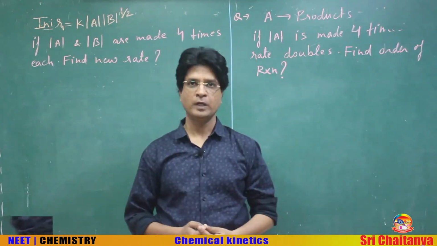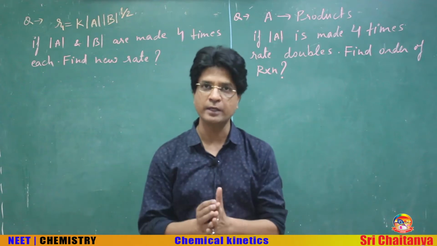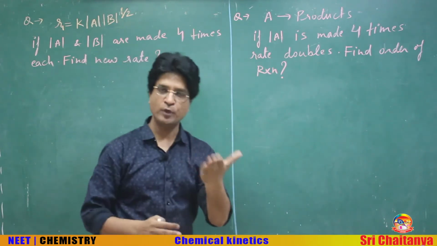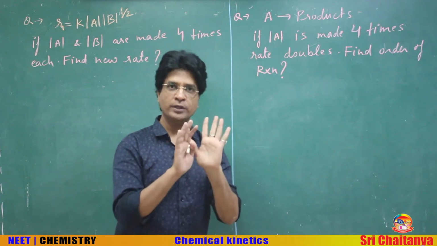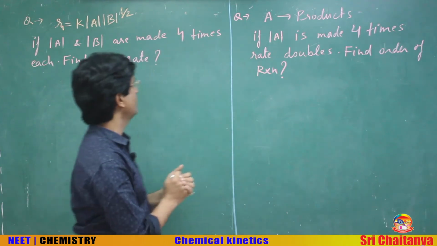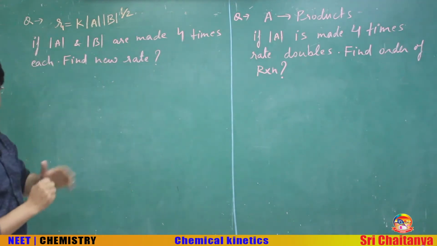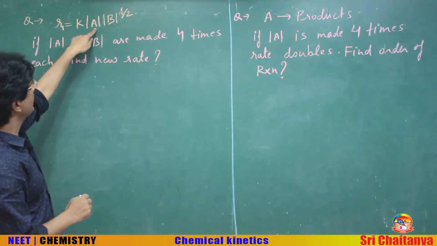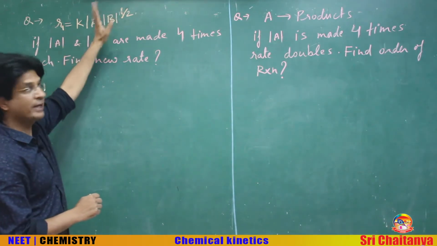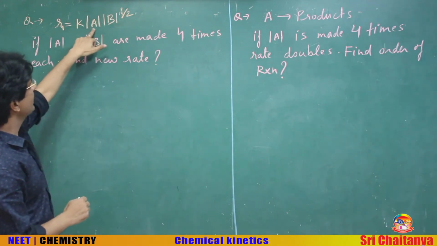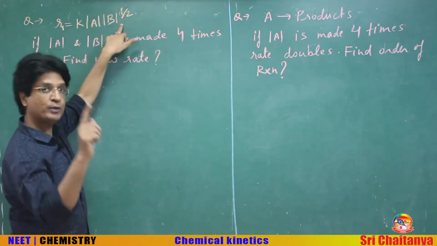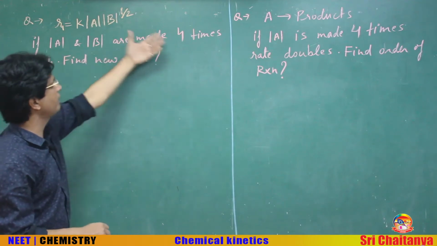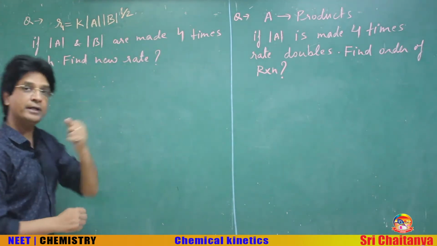Okay. I hope now the things are becoming clear with respect to the initial rate law method. We shall solve a couple more questions to make sure that there is no doubt remaining inside your head. So the question number 1, they have given you rate law R1 equals K into A into B to the power of 1 by 2. So here the order of reaction with respect to A is 1, with respect to B is half. Now they are saying that if A and B concentration are made 4 times each, find the new rate.